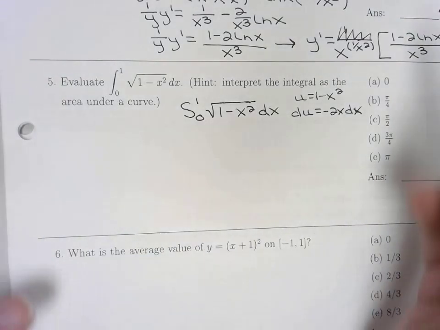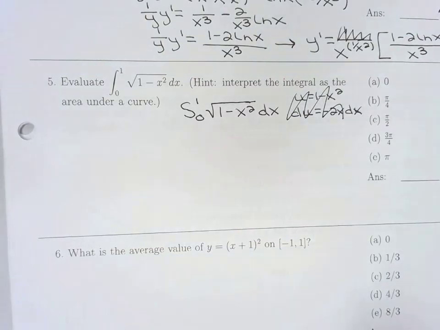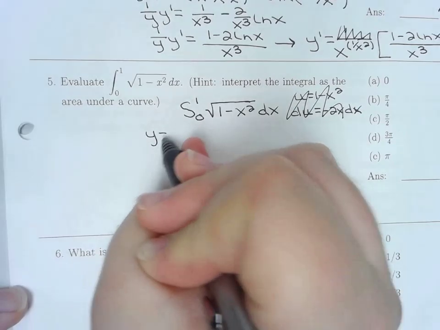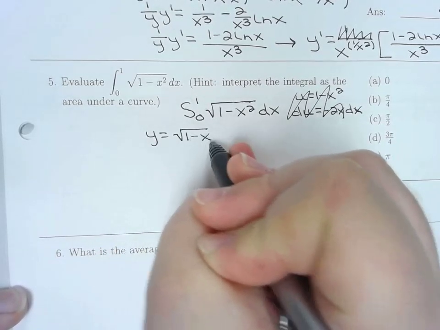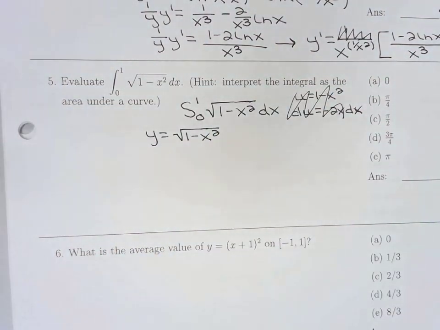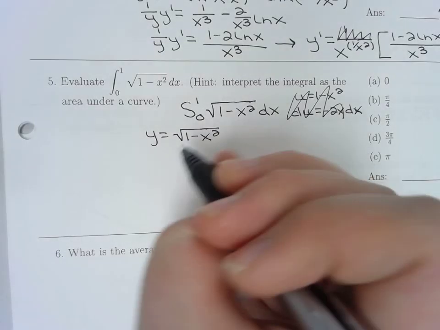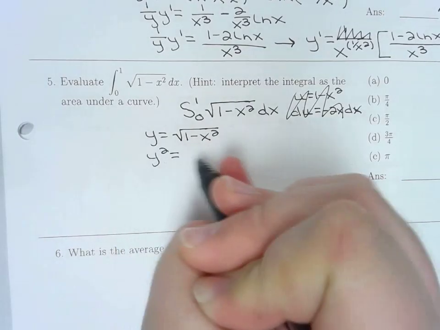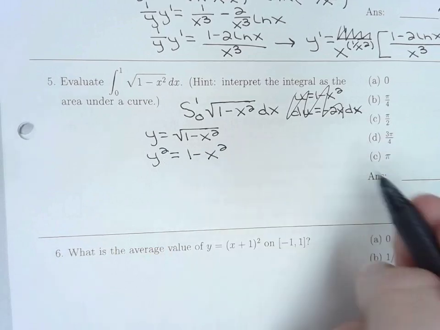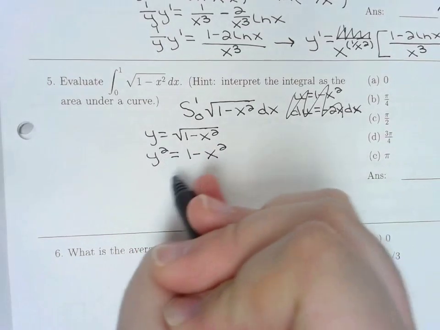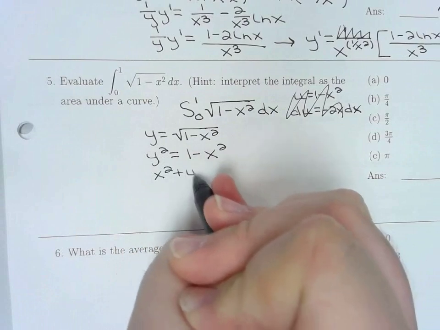So then their hint, we've had some like this before. Their hint is helpful because it says interpret the integral as the area under the curve, which we've done before. So the square root of 1 minus x squared is my function, so I'm going to set it equal to y. We've done something like this before. There's that nasty piecewise one on the study guide. I'm going to have to do what to both sides? Square. So now we see that this is a circle. Add x squared, so x squared plus y squared equals 1.